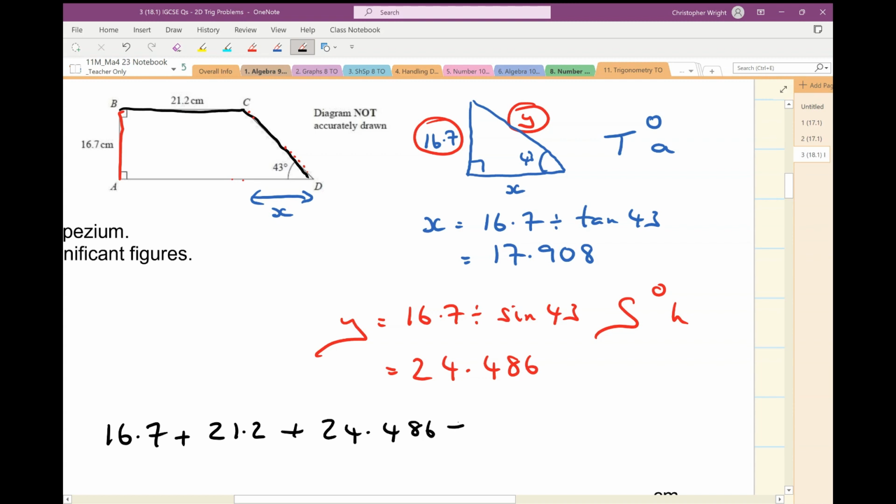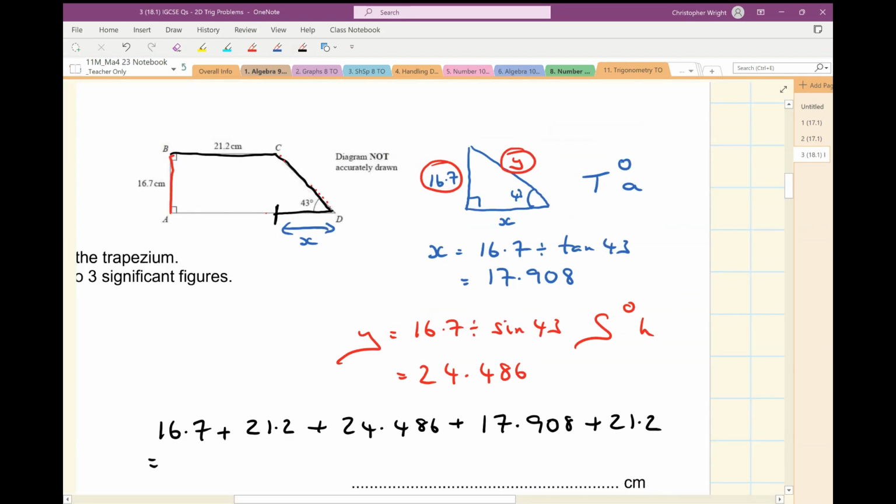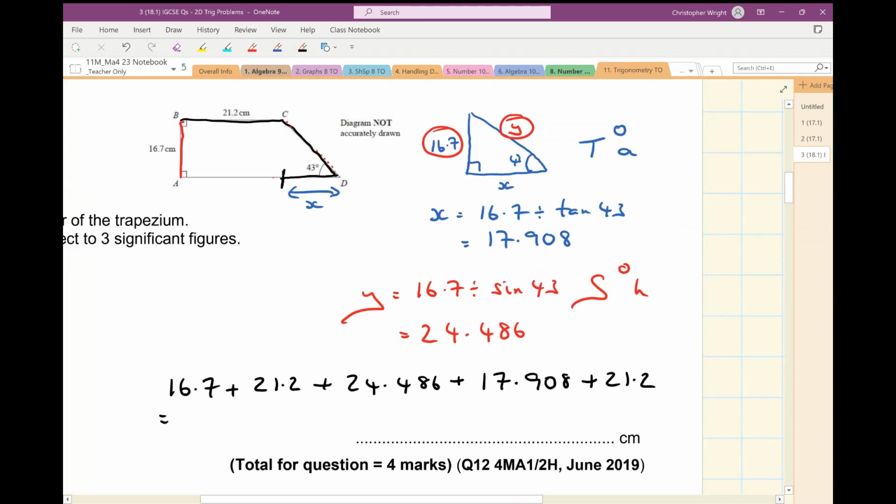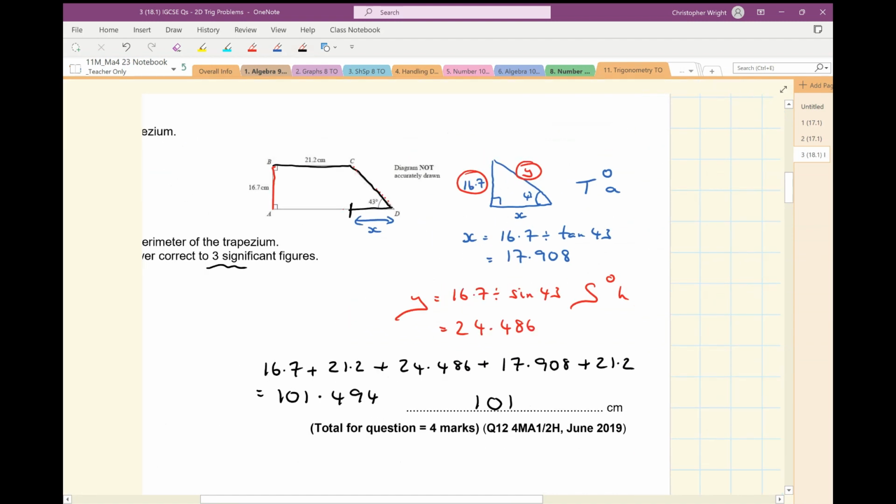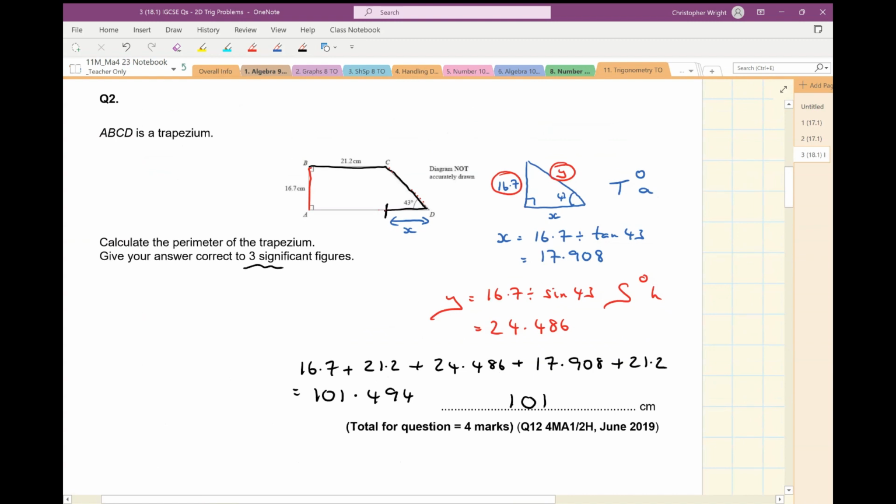24.486 plus all the way along here, well, I split that into x, which is 17.908, and then the rest of it, which is 21.2. So all I need to do is to add up that lot on my calculator. That gives me 101.494, and I'm asked to give my answer to 3 significant figures. So my answer is 101 centimetres. And that is the answer for question 2.